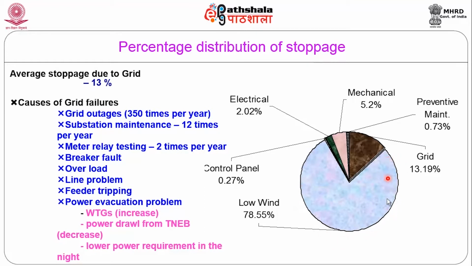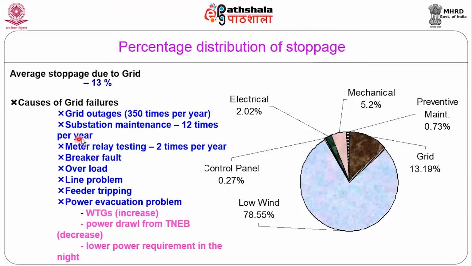And we cannot do anything about this, but the other failures could be minimized. The grid 13.19%, it is in our hands when we maintain the grid properly, and definitely this could be avoided. Mechanical failure like component failure, 5.2%, could be avoided. Electrical components failure 2.02% and control panels 0.27%, these we can attack and bring down, so that the stoppage time can be minimized.